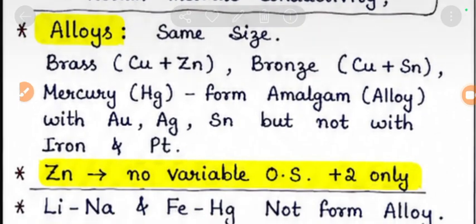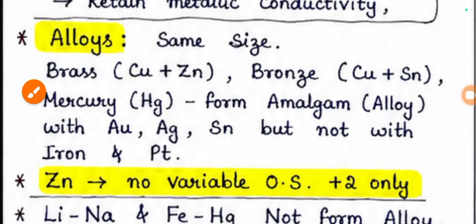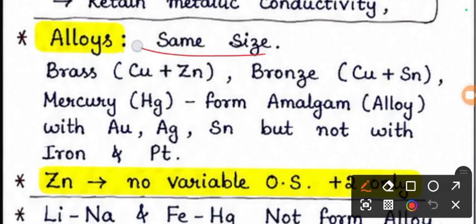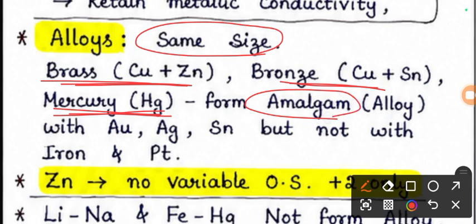So transition elements can also form alloys. The main reason is that the transition elements can form alloys because they have almost the same size. For example, brass is the alloy of copper and zinc. Bronze is the alloy of copper and tin. And when you find mercury metal, then the alloy is called an amalgam, with gold, silver, tin, but not with iron and platinum.